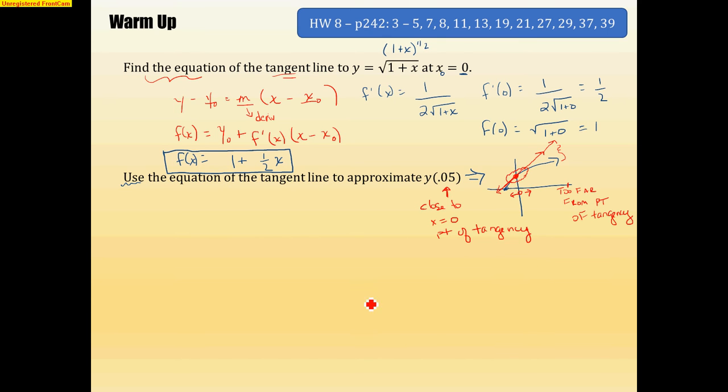I know this sounds silly, because why wouldn't you just plug it into the square root of 1 plus x? But we're using easy functions to get at a deeper concept. So let's just follow the directions. Use the equation of the tangent line. So f of not 0, but f of 0.05 is equal to 1 plus 1/2 times 0.05.